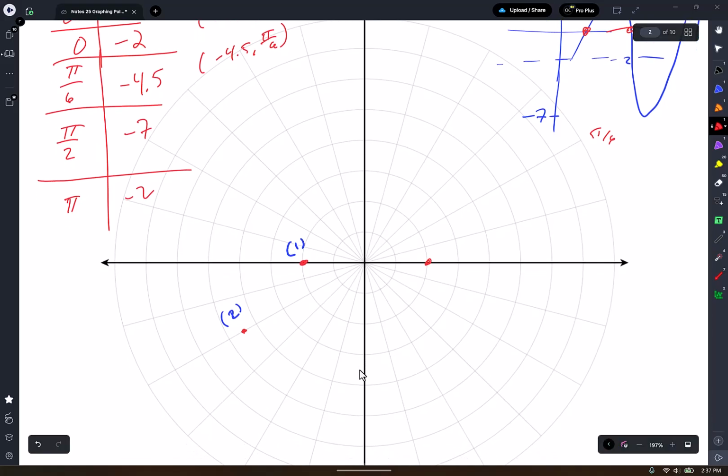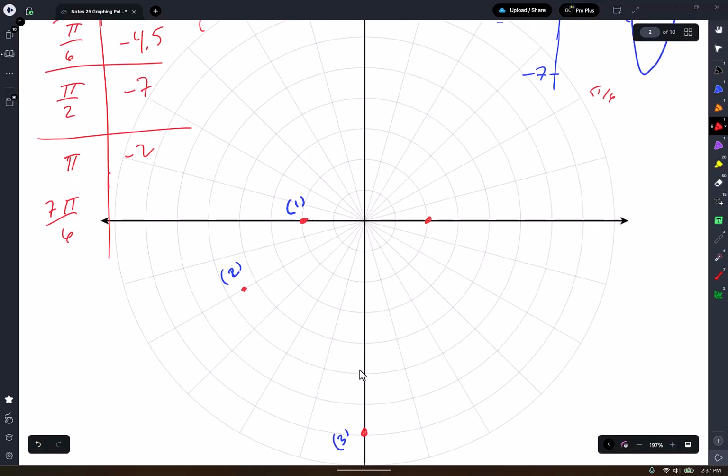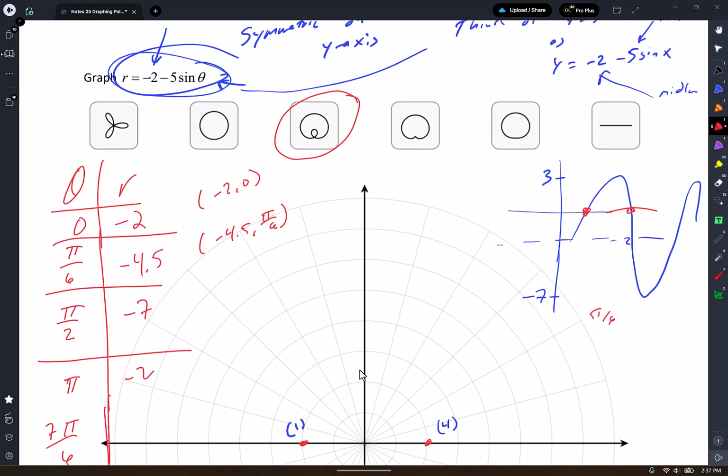Do you see what we're doing, guys? What should I do now? I guess I'll do 5 pi over 6. No, I already said pi. So 7 pi over 6. I should have done 5 pi over 6, but oh well, that's okay. This is my fourth one. Sine of 7 pi over 6 is negative half. Negative times a negative is a positive. So negative 2 plus 2.5. What is that? 0.5?